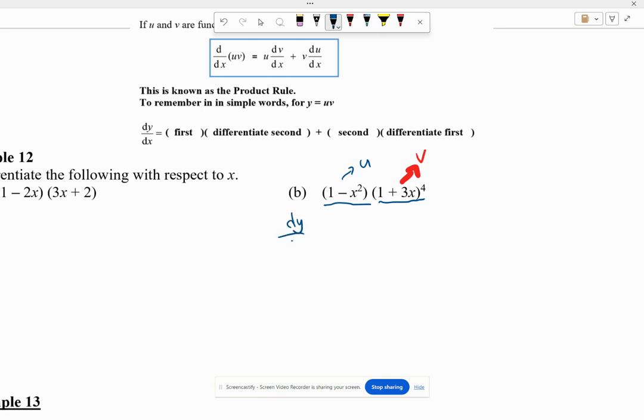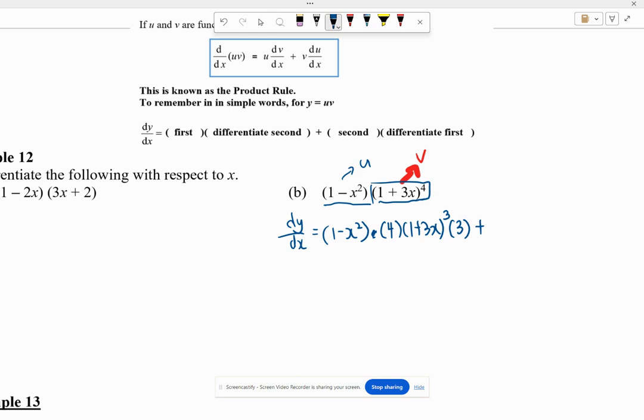So our dy dx is u, so we copy down the first one. Differentiate the second one. So the second one, when we differentiate it, what rule must we apply? We've learned this the previous time. Yes, it's chain rule. So we apply chain rule, I multiply by 4, 1 plus 3x to the power of 3. Differentiate inside, multiply by 3.